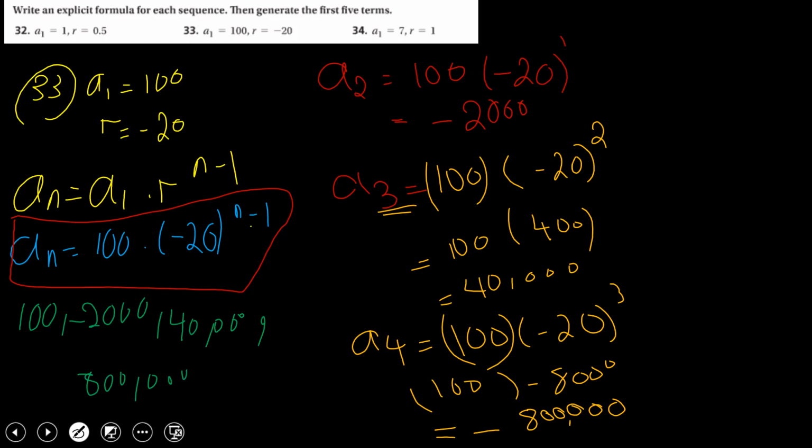This is how I can find the first 5 terms by finding the explicit formula. And if I want to write the explicit formula, I just need r and the first term. Then I can write now the explicit formula.